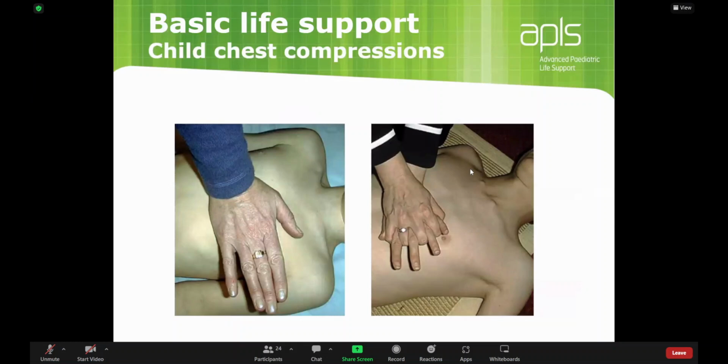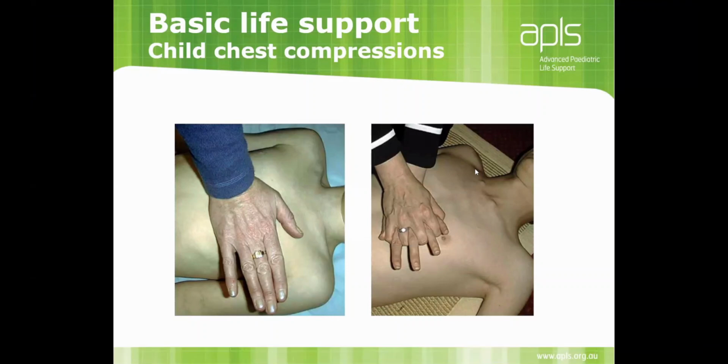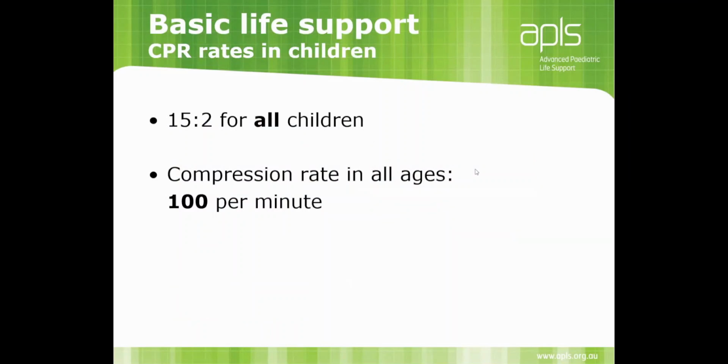And for an older child, you can use one of these 2 techniques, the one-handed technique or the 2 hands technique. Whatever you use, you have to press about 1/3 of the diameter of the chest, and you have to press the lower half of the sternum, right? But the rates remain the same, 100 chest compressions per minute, and at a ratio of 15 chest compressions per 2 rescue breaths. So yes, you have to provide CPR at a rate of 15 per 2 for all children, and the compression rate in all ages is 100 per minute, right?